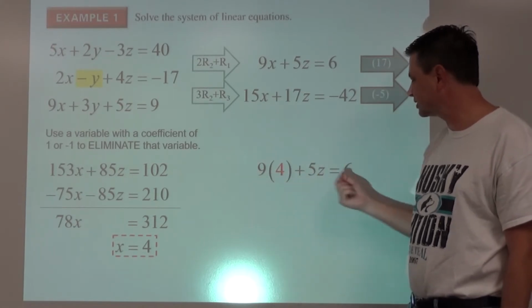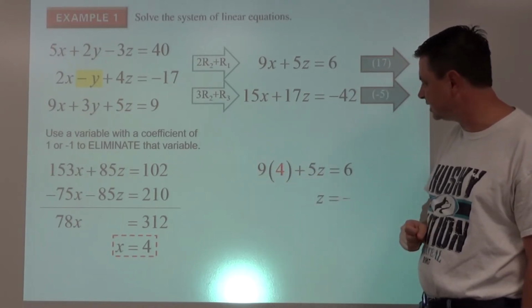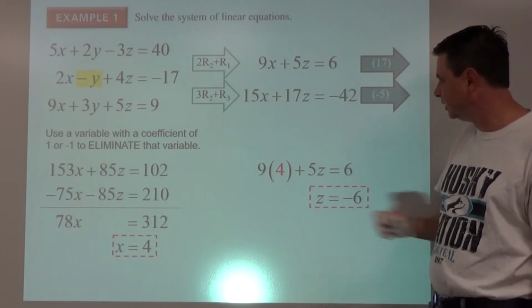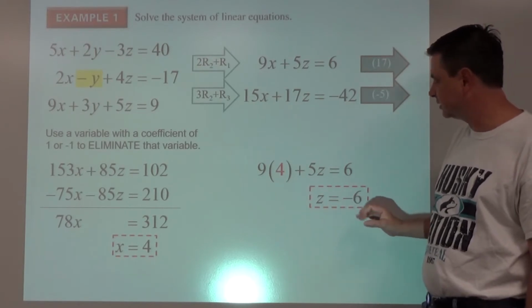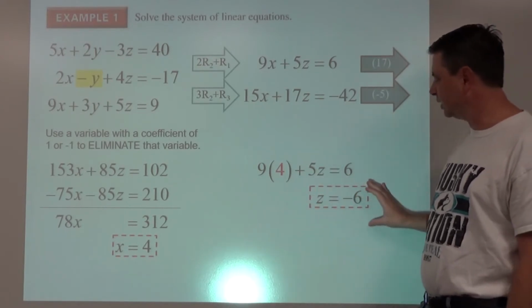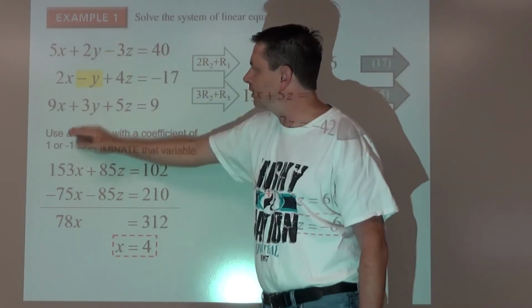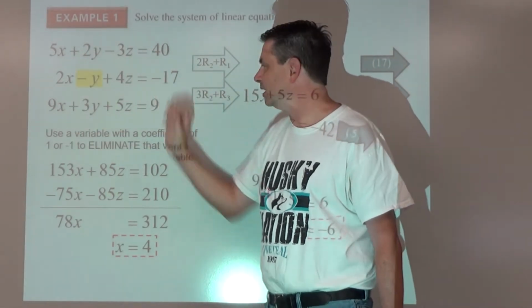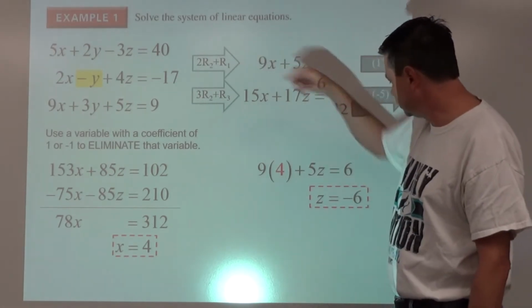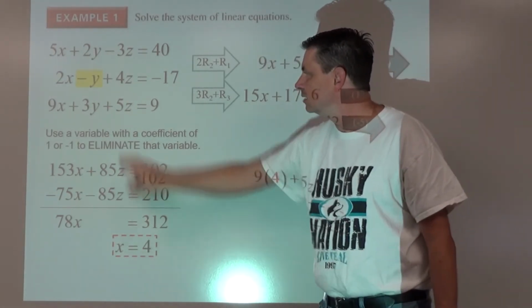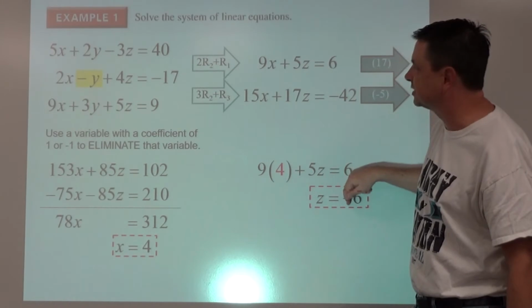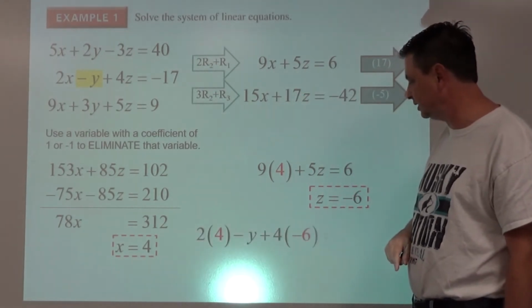So that's 36. Subtracting that from both sides, 5z is equal to negative 30. So z equals negative 6. Now we know x and we know z. We can go back into one of these. I think the middle one might be the easiest. 2 times our x minus y plus 4 times the z is equal to negative 17.